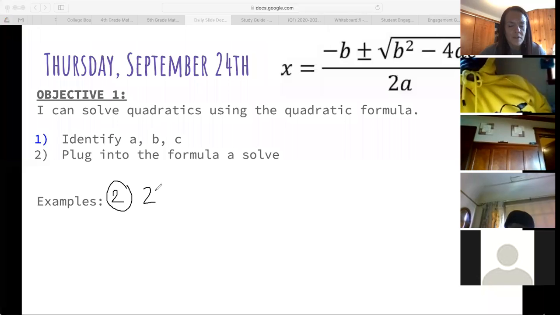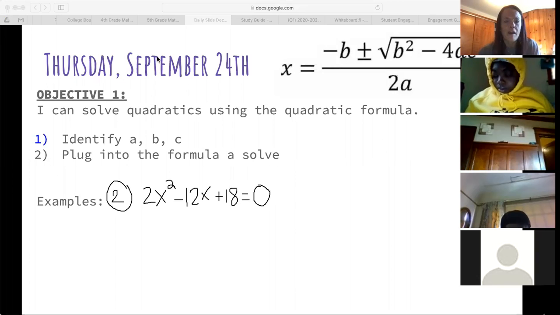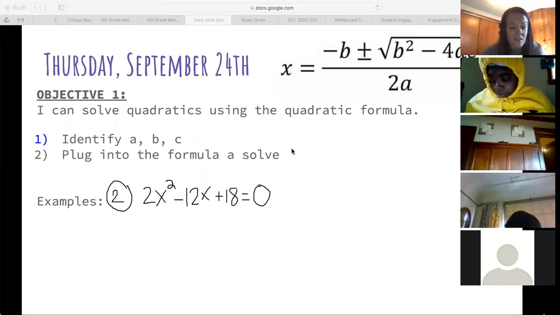So our problem is going to be 2x squared minus 12x plus 18 equals 0. Okay, and feel free that if I'm going too slow and you're like, hey, I got this, go ahead and try to figure this out, go ahead and do that. I'm going to walk through the steps and then show you why this ends up being a 1 solution parabola.